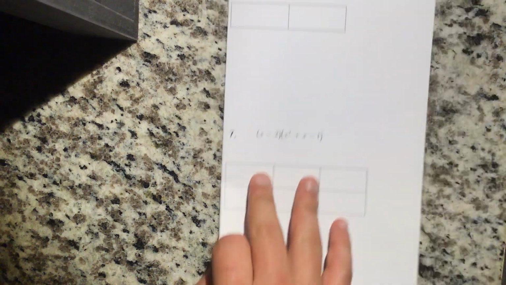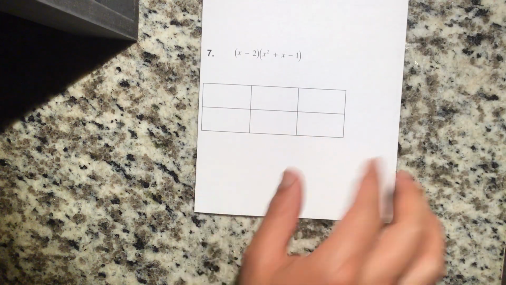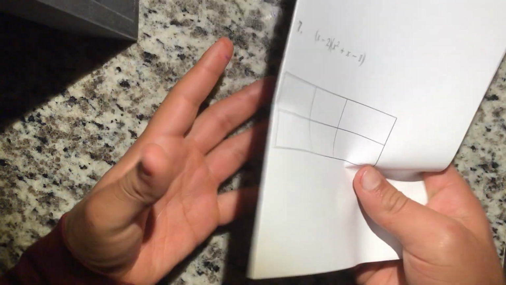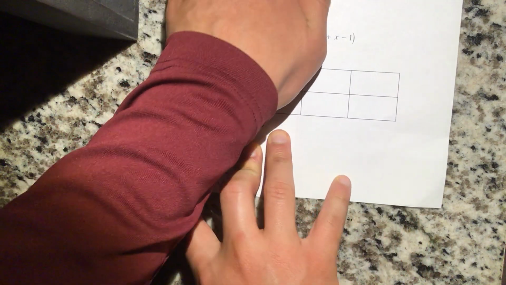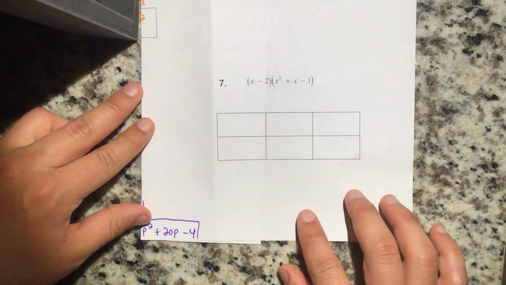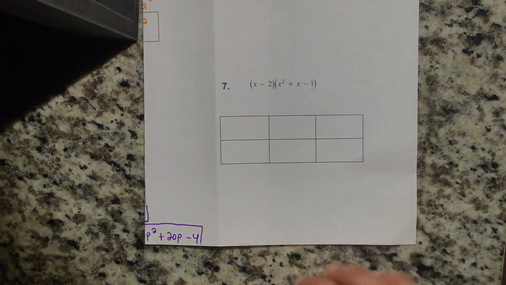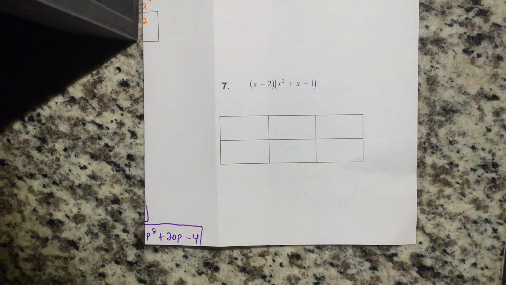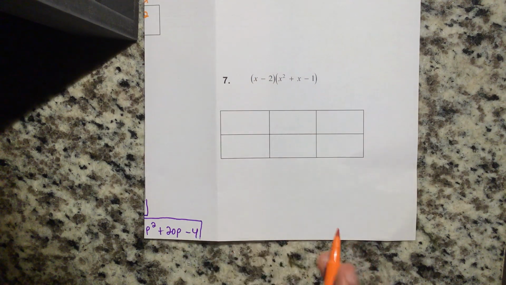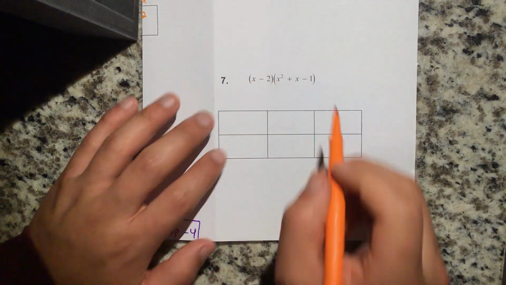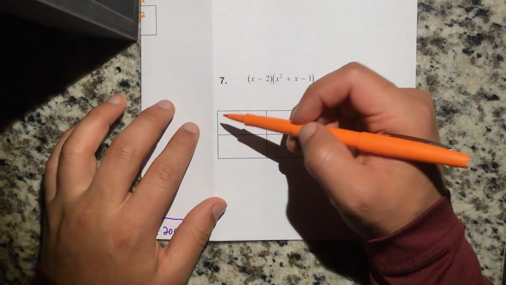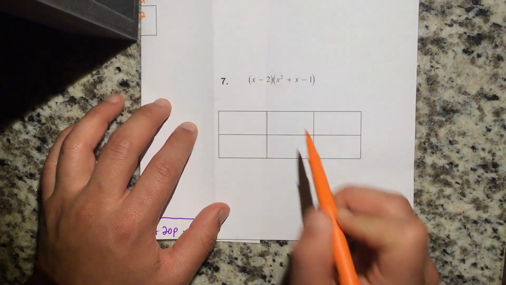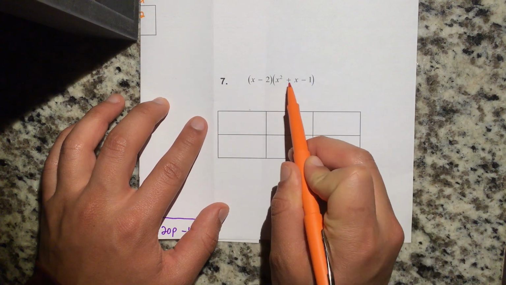Okay, so number 7, even bigger. I'm gonna need some more room, number 7. There we go. All right. So for number 7, I have a binomial times a polynomial. Okay? Really big. So if I look at my first polynomial, I have 2 terms, right? I have x and minus 2. In my second one, I have x squared plus x minus 1. And if you look, that's why my box is set up this way. I have 2 sides on the left for these 2, and 3 sides on the top for these 3.